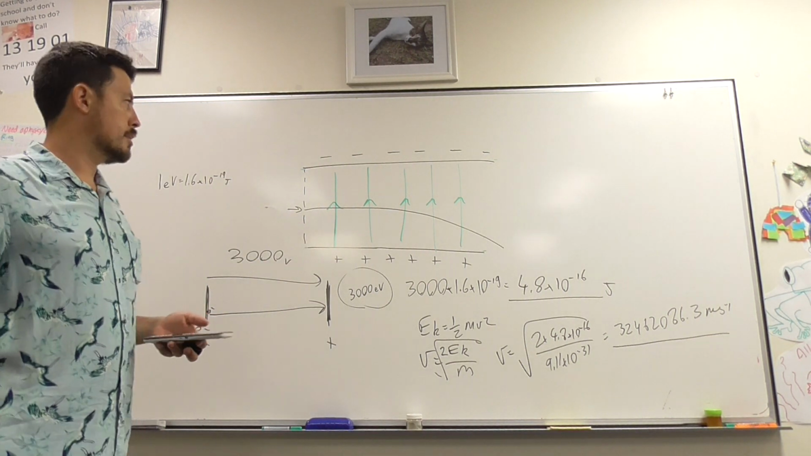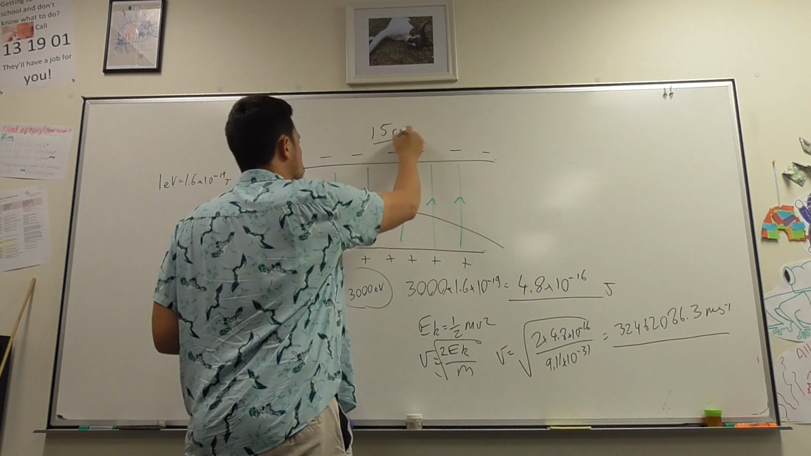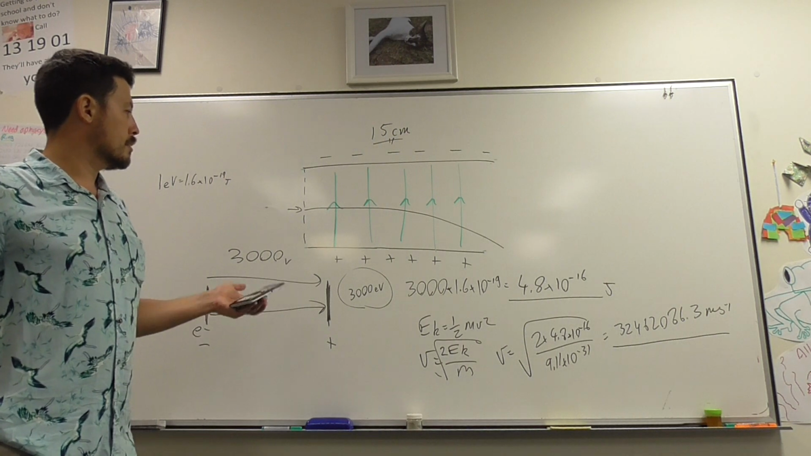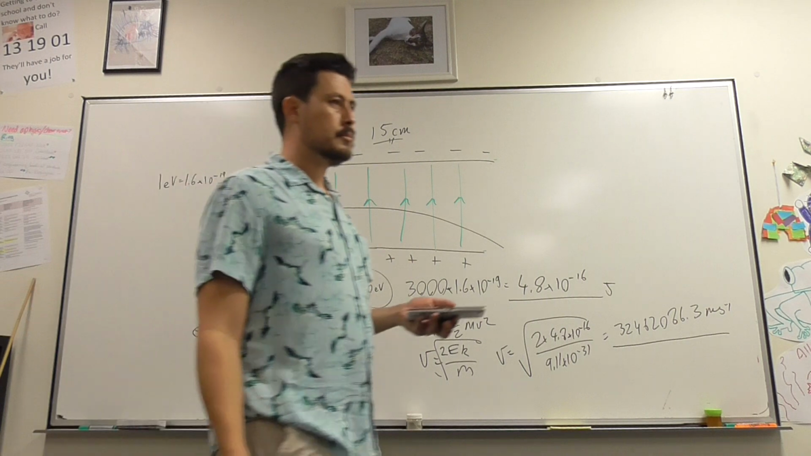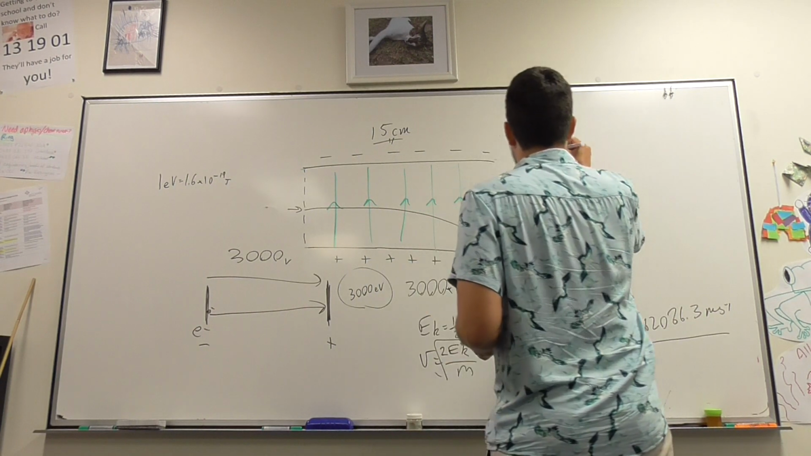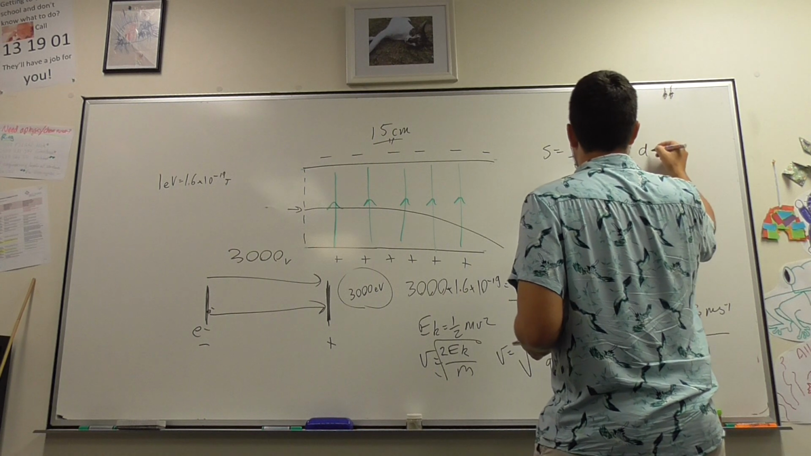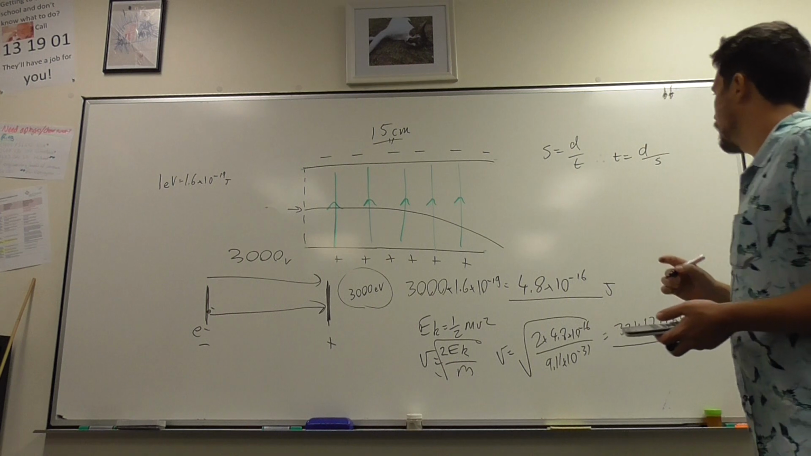Right? So let's choose 15 centimetre plates. It's often written in centimetres, and of course when you're dealing with this kind of stuff, you'll need to convert it to metres. So, what's the time of flight through the plates? Speed is equal to distance over time, therefore time is equal to distance divided by speed.